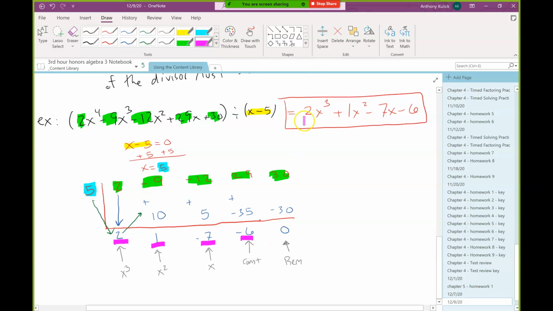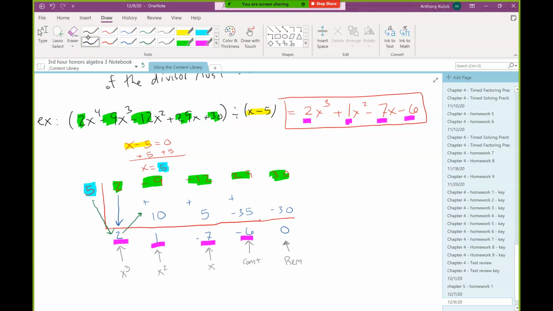Mr. Kulak, for the remainder on a test or something, if we just put R and then the number of the remainder, would that still be acceptable? No. You must write it as a fraction. Okay. And the reason is that that'll come up later in future courses. Using that format will be quite helpful. So we're going to get used to using that format now.